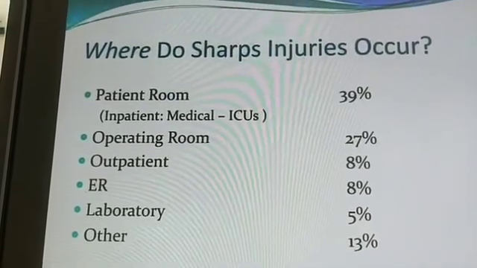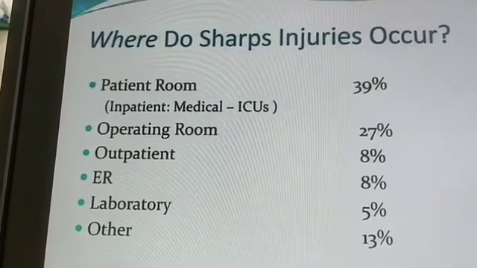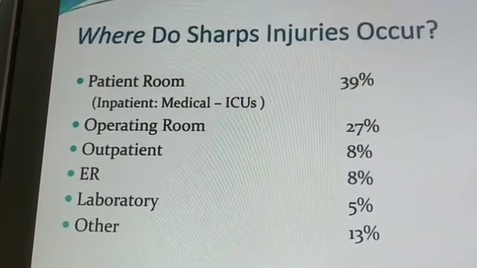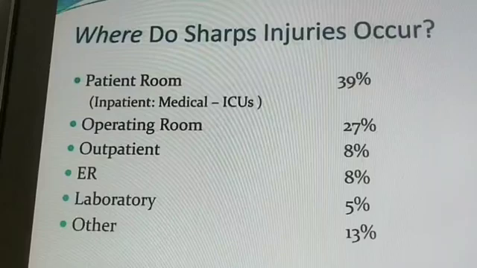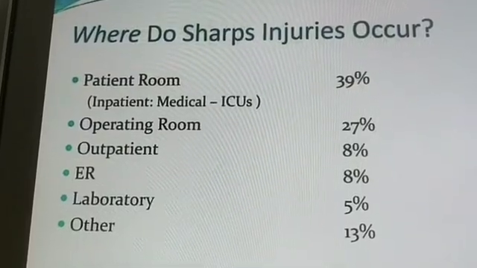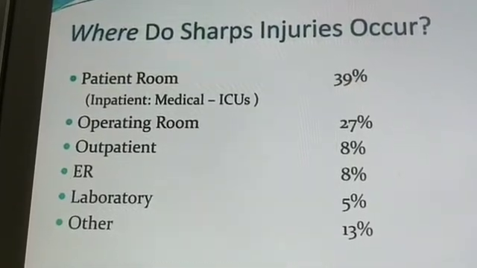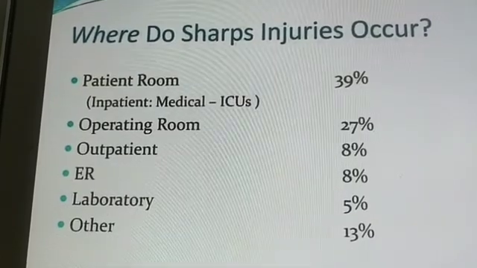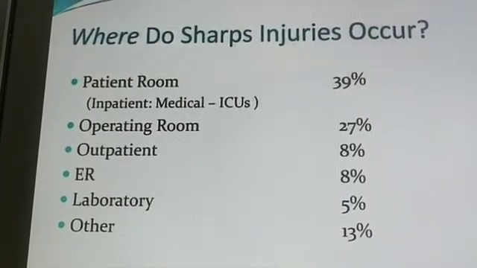Where do sharp injuries occur? Patient room 39%, operating room 27%, outpatient 8%, emergency room 8%, laboratory 5% and other 30%.